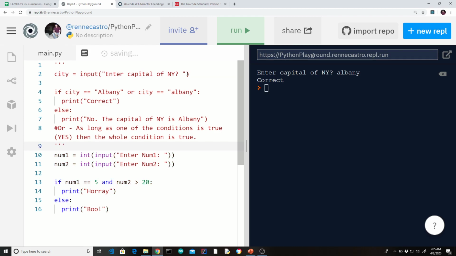All right, so we're going to ask for two numbers. For number 1, let's enter 5. And for number 2, let's enter 21. We get hooray. And let's talk about why we get hooray. Well, we get hooray because, let's phrase it like a question.